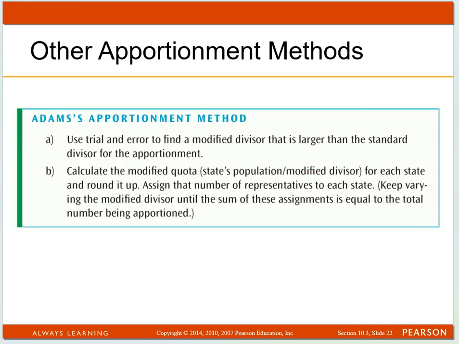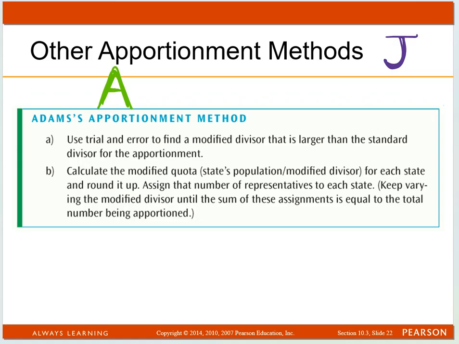Okay, now, when you go to Adams, it's the exact same thing. Use trial and error to find a modified divisor that is larger than the standard divisor for the apportionment. He now is going to go up. Adams goes up. I think I said this earlier. I was telling you that Jefferson looks like a J, right? Because he goes down. Well, when you're looking at Adams, let me go with green for Adams, the letter A looks like an arrow pointing upward. So he always uses the upward one.